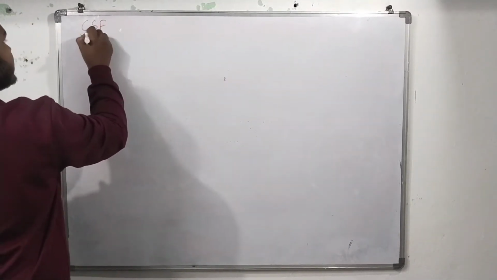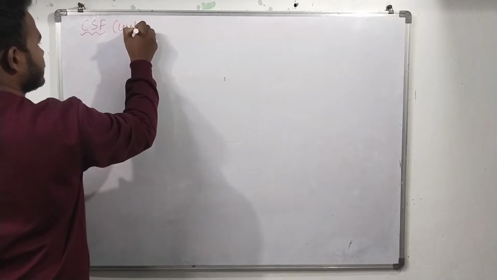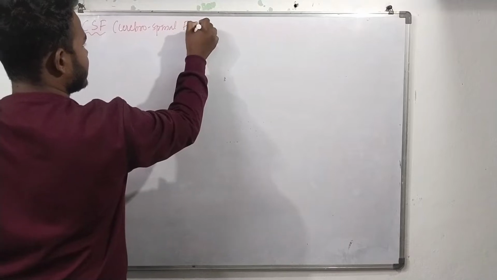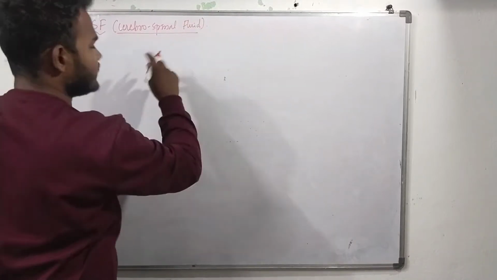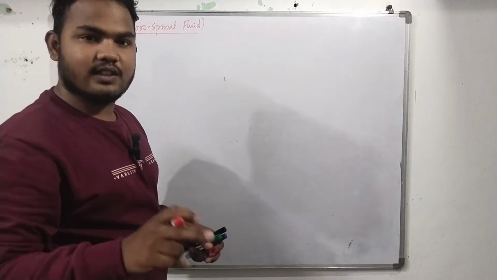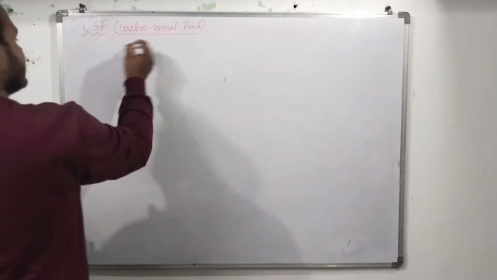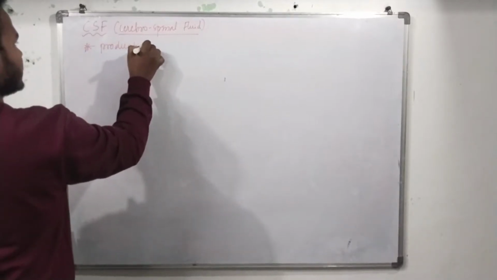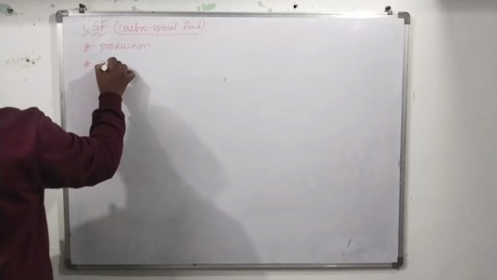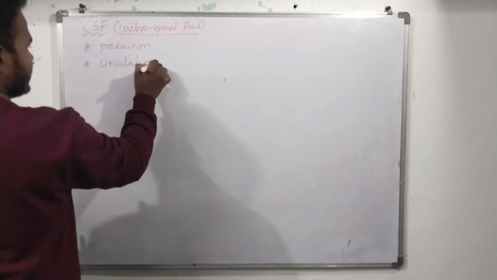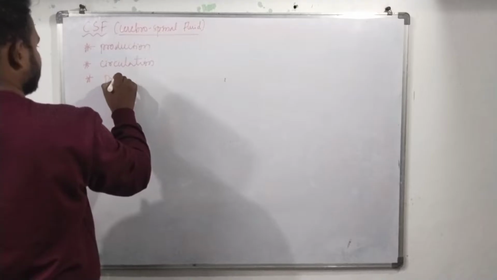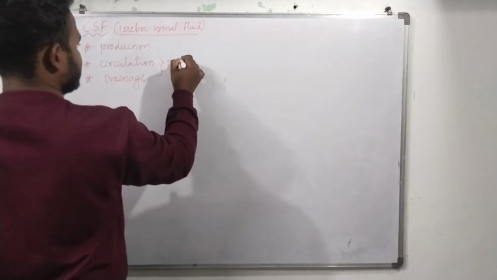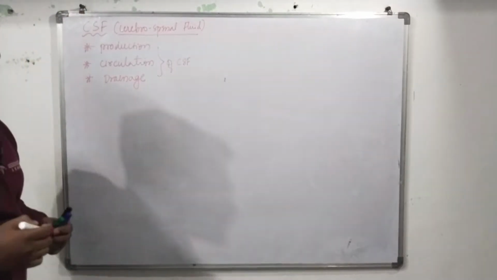CSF means cerebrospinal fluid. Okay, now in this chapter, this cerebrospinal fluid we call as CSF. First we will deal about production, from where it is produced, and next is circulation, next is drainage of the CSF, cerebrospinal fluid.